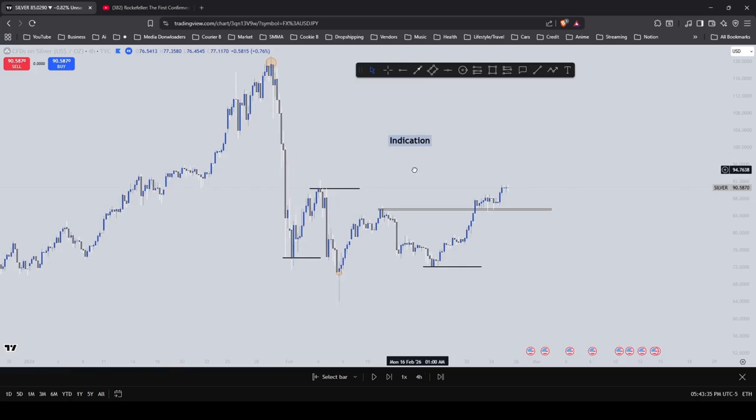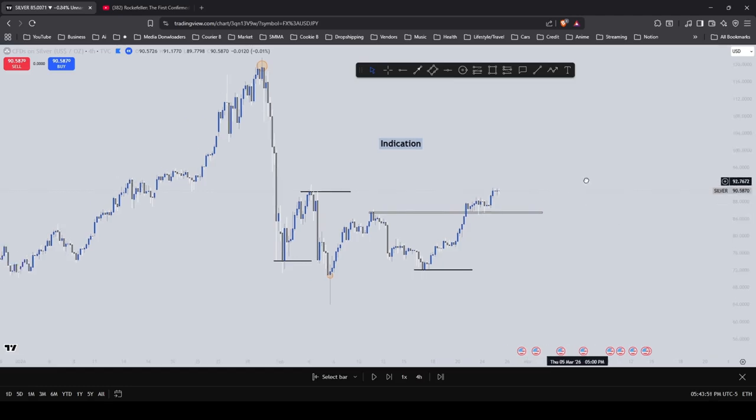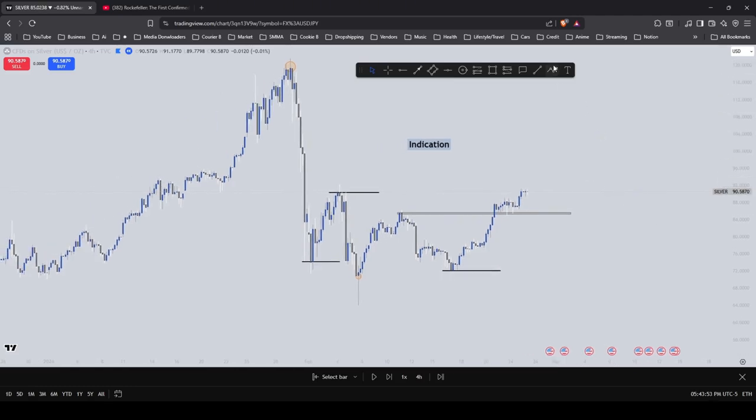So, what is an indication? An indication is exactly what the definition is. An indication, okay? It is not saying buy now, sell now. It is just indicating, hey, we might want to buy now or sell now. Just an indication. What is literally the definition of indication? You can just look it up on Google.